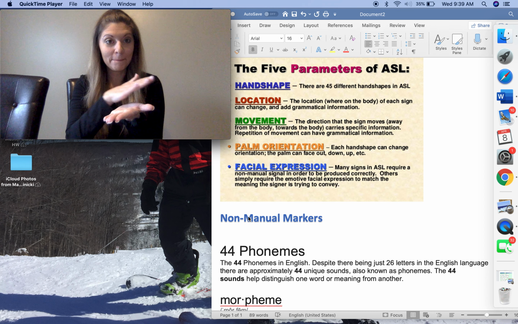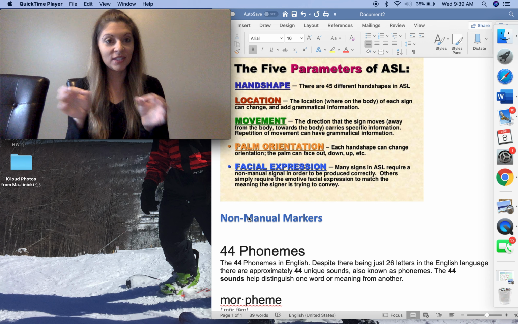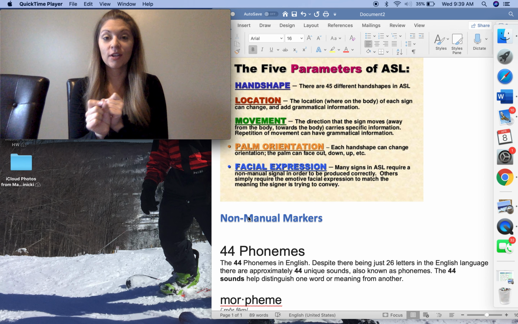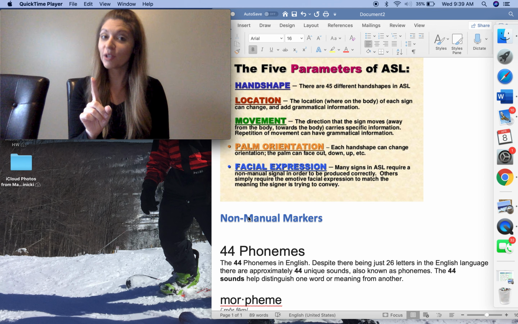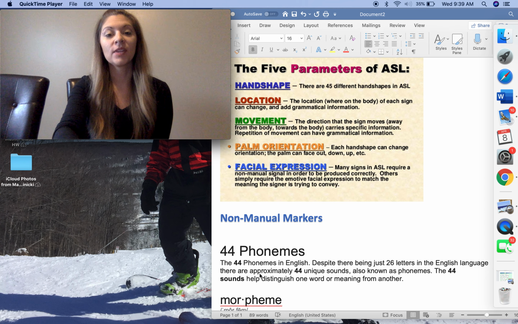Clean. Paper. Okay? So, very similar, very intricate language. And so if you mess one of these parameters up, you mess up the whole thing. And that's not good. So you want to really focus on that.